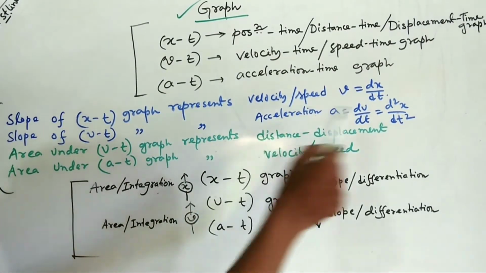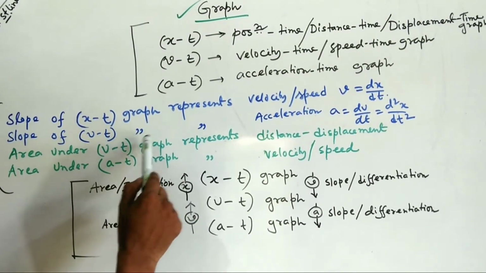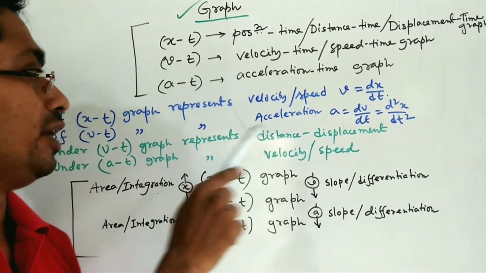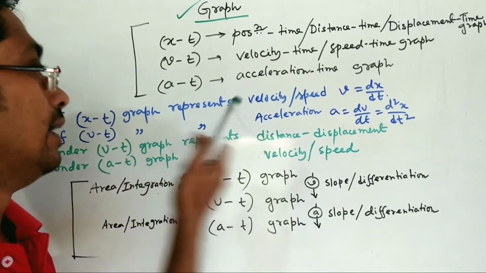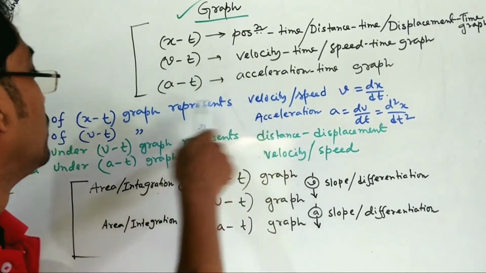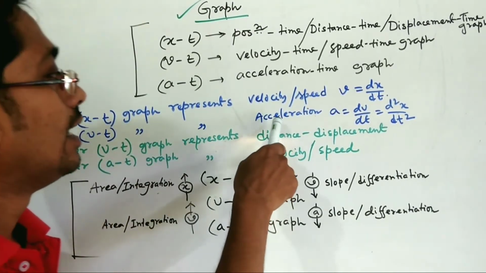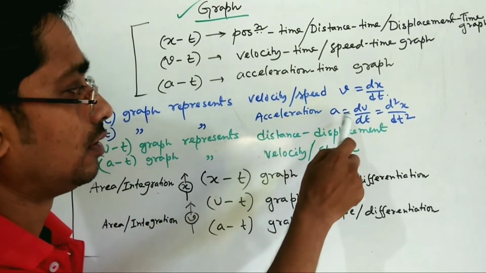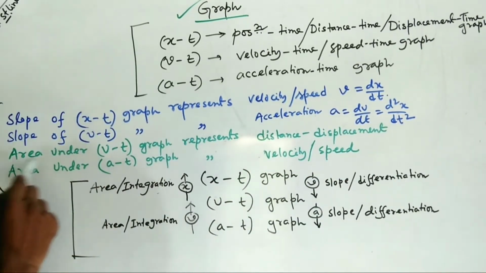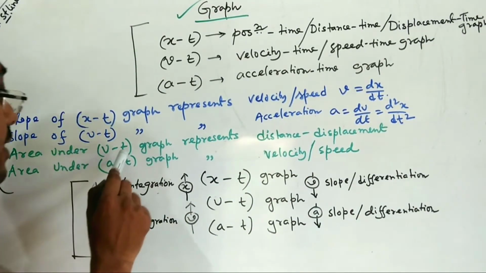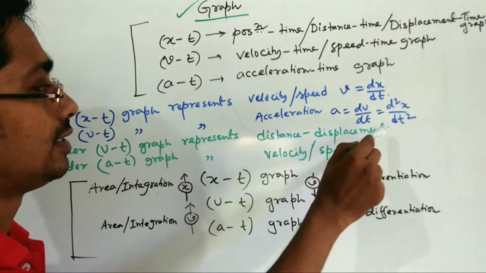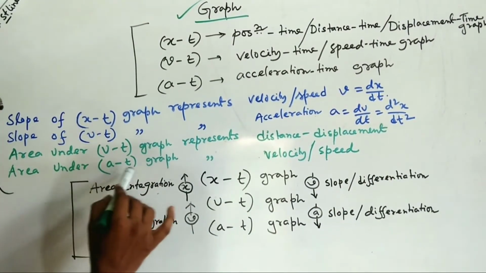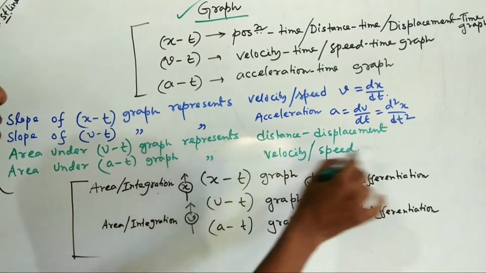Now the slope of the vt graph represents acceleration. Today I will also make you understand the slope of the xt graph and the slope of the vt graph, that is acceleration. A is equal to dv/dt, which is equal to d²x/dt². Now, area under the vt graph represents distance or displacement. Area under the at graph represents velocity, speed.